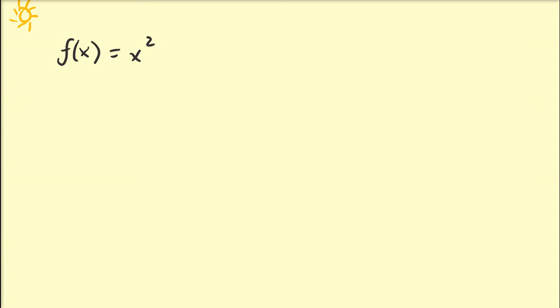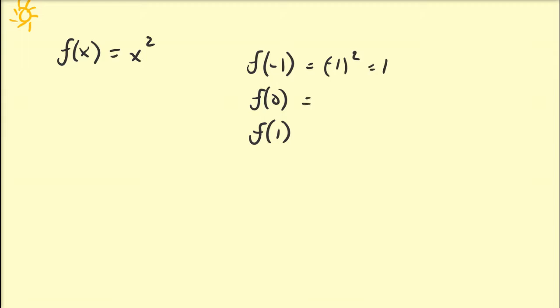I'm going to be looking at 3 points of reference, namely f of -1, f of 0, and f of 1. Notice that f of -1 is going to be -1 the quantity squared, which is 1. f of 0 is going to be 0 squared, and f of 1 is going to be 1 squared, which is going to be equal to 0 and 1. So we're going to see where these 3 points are going to be transformed to.